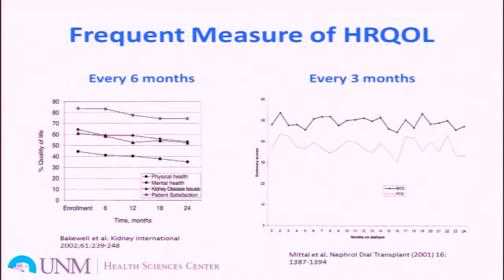Other folks have looked at different frequencies in measuring quality of life. This is in a PD population, measuring it every 6 months, and over time there was a little bit of a decline. When Mittal et al. looked at it every 3 months, there was an initial decline, and then it was relatively stable. Of note, in all of the studies, largely, there's an issue of what to do when someone passes away, what quality of life does that reflect? And neither of these studies really address that.